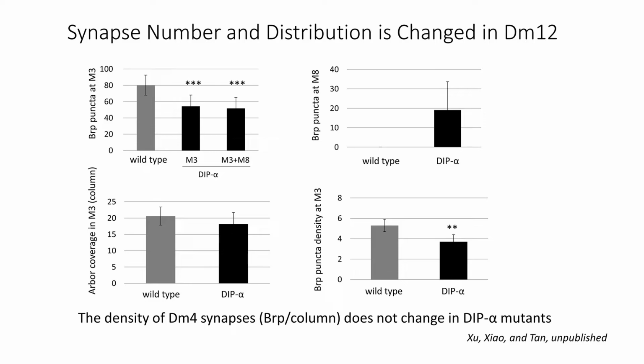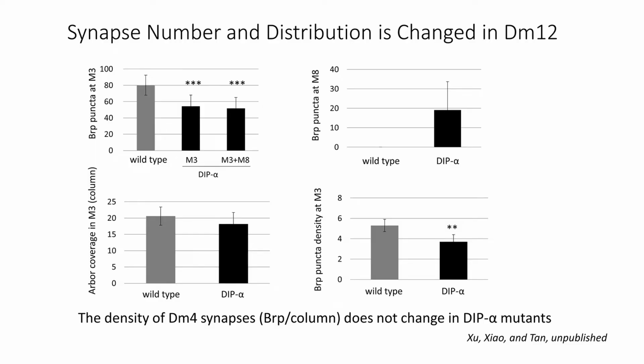They do, however, synapse on something. We're not sure what they're synapsing with in the M8 layer, but they do form presynaptic release sites at that layer. We also see that there's probably a slight difference. It's not clear on the lateral extent for DM12, but nonetheless, the density of synapses for a column is reduced by about 30% versus wild type.